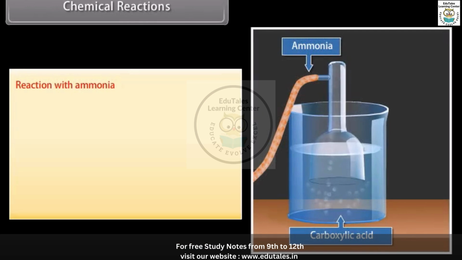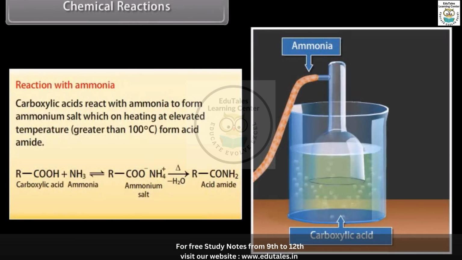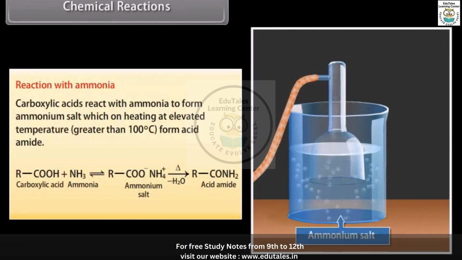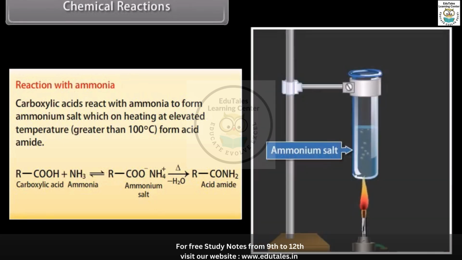Reaction with ammonia. Carboxylic acids react with ammonia to form ammonium salt on heating at elevated temperature, that is greater than 100 degrees Celsius.